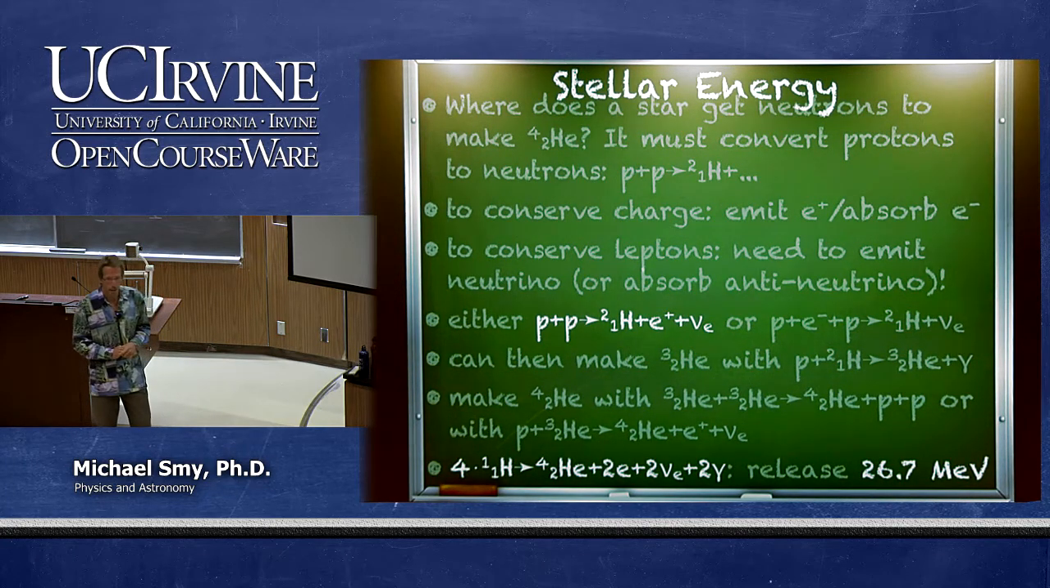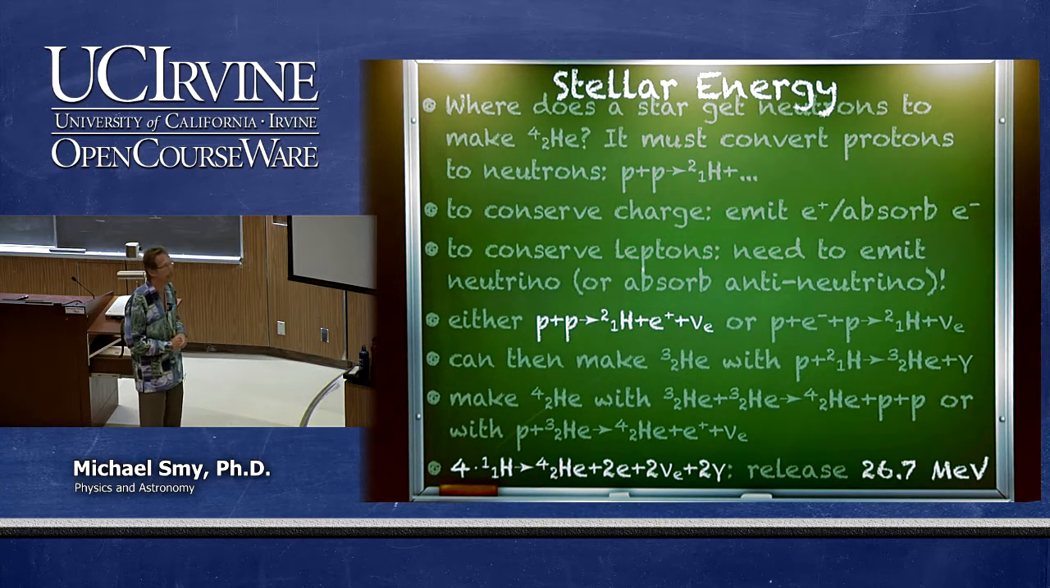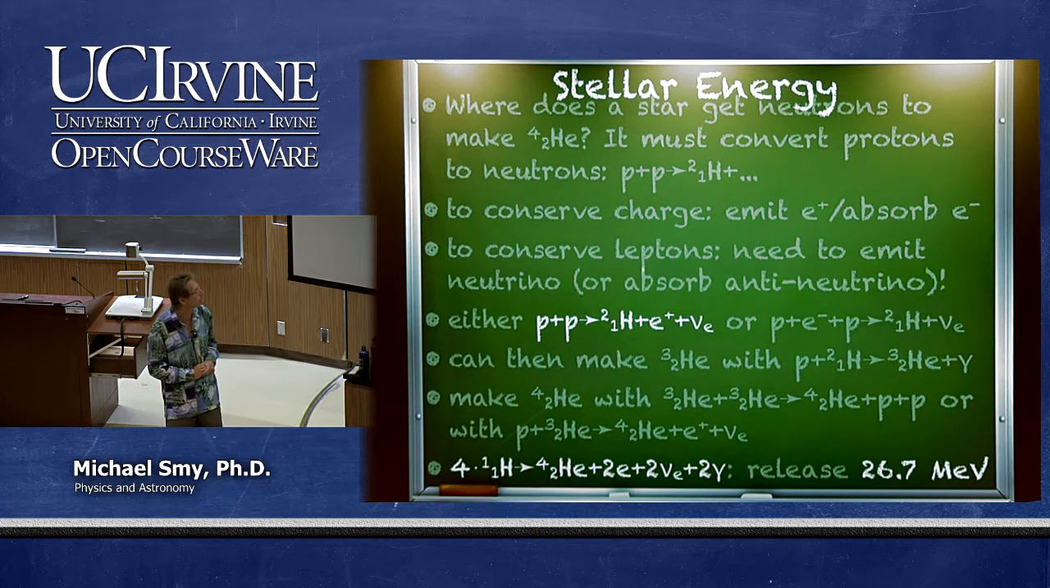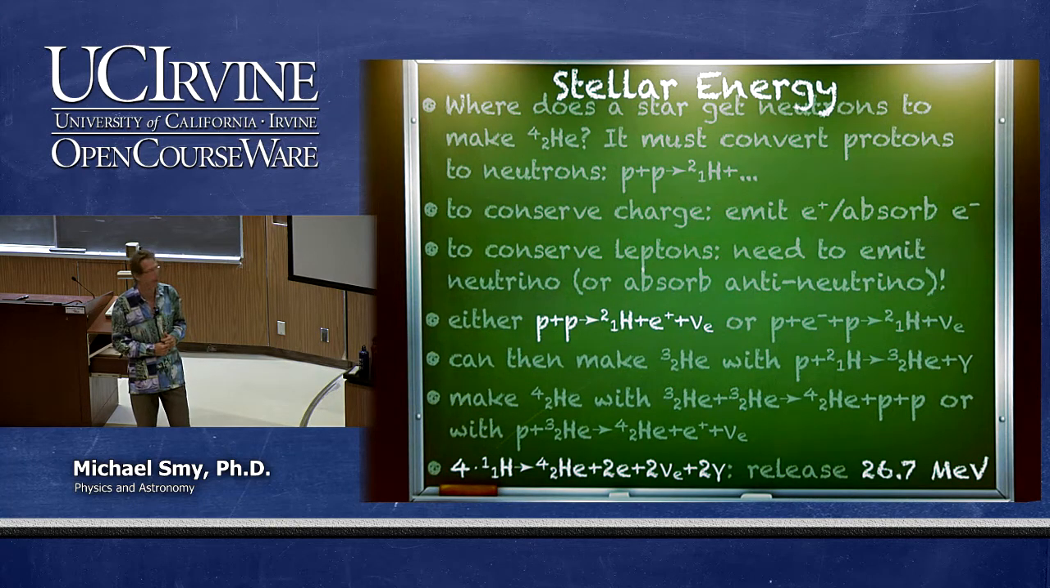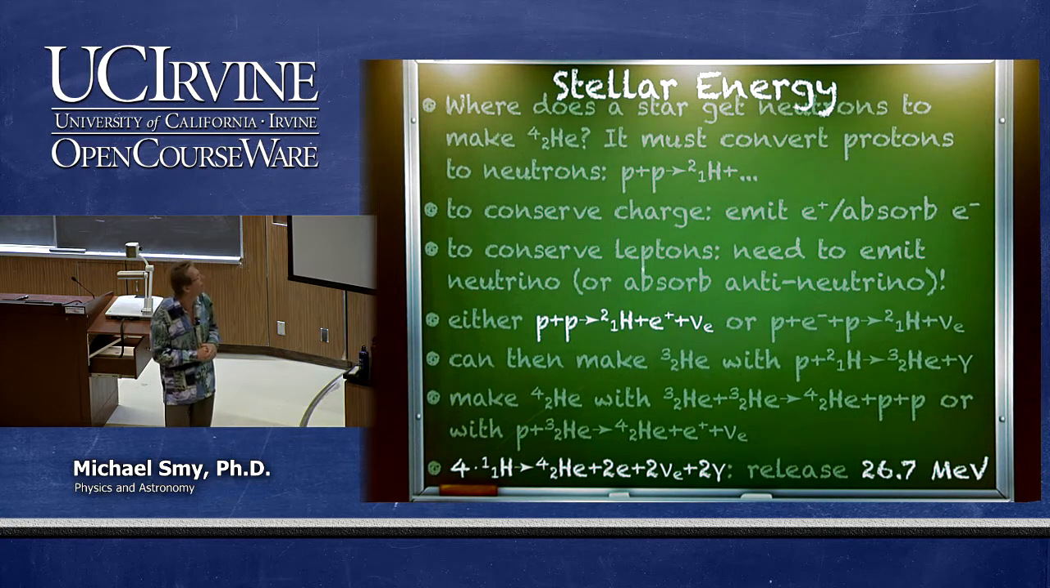So to make neutrons, the star has to convert protons. So we need to make neutrons out of protons, and that violates charge conservation. Therefore, we either have to emit a positron in the reaction, or we have to absorb an electron. And then the charge will be conserved. If we absorb an electron, then the electron plus the 2 protons have charge 1. And so does the outgoing deuterium.